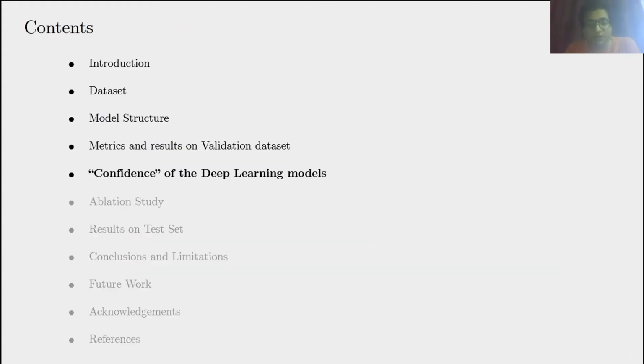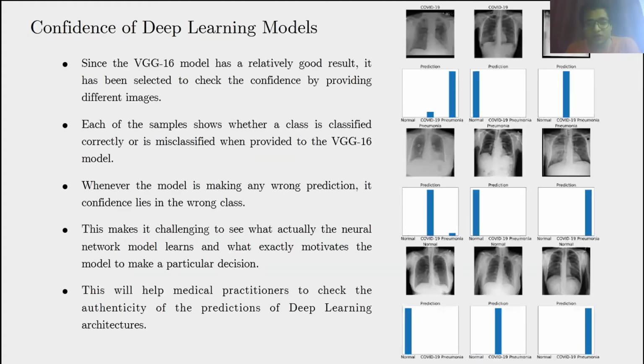Now let's talk about the confidence of the deep learning models, what it sees when we are testing it on the validation dataset. Since the VGG16 model has a relatively good result, it has been selected to check the confidence by providing different images. Each of the samples shows whether a class is classified correctly or is misclassified when provided to the VGG16 model. Whenever a model is making any wrong prediction, its confidence lies in the wrong class.